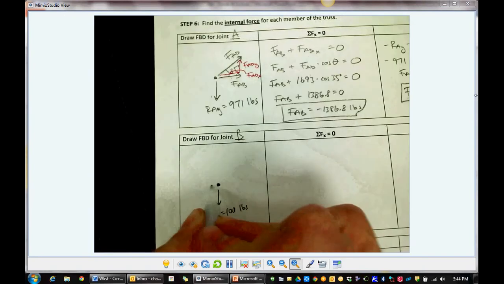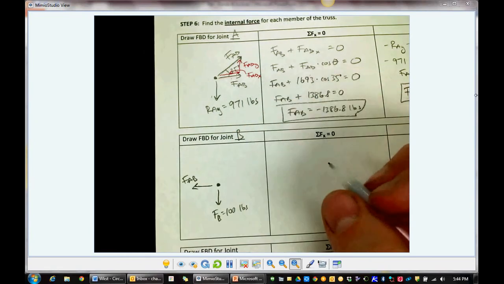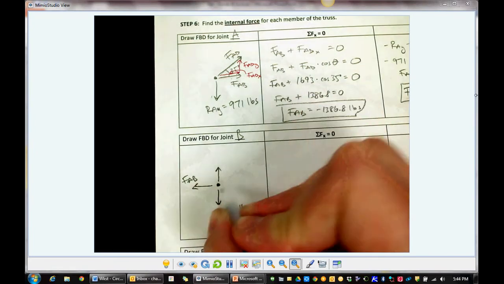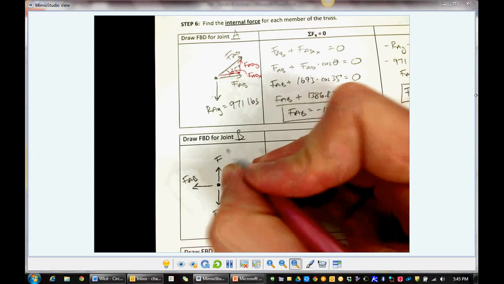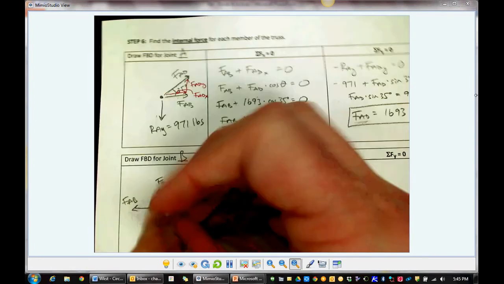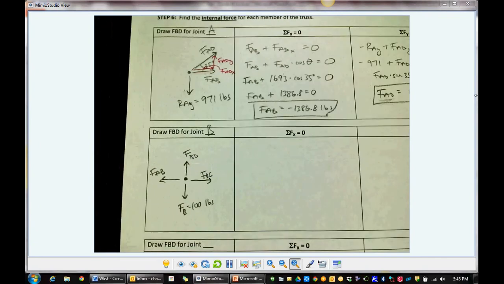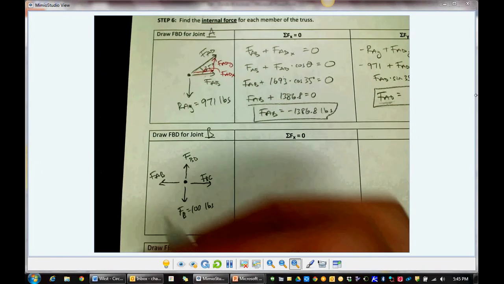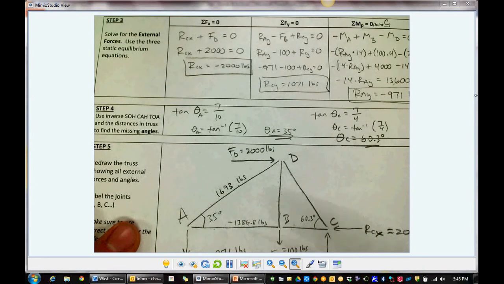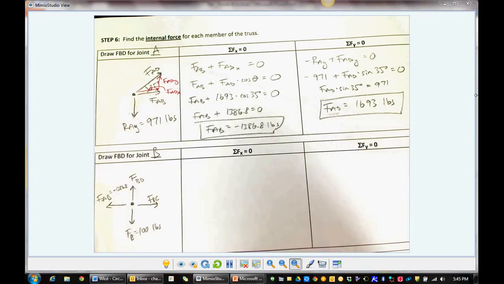So we have member AB pulling it out to the left, we have member BD pulling it up and BC pulling it right. There we go. We do know force AB is negative 1386.8. All right, so let's go with that.